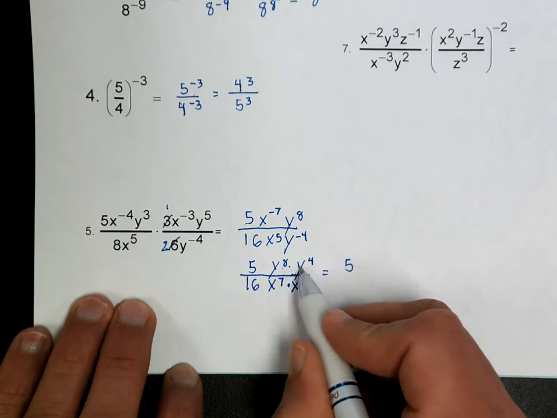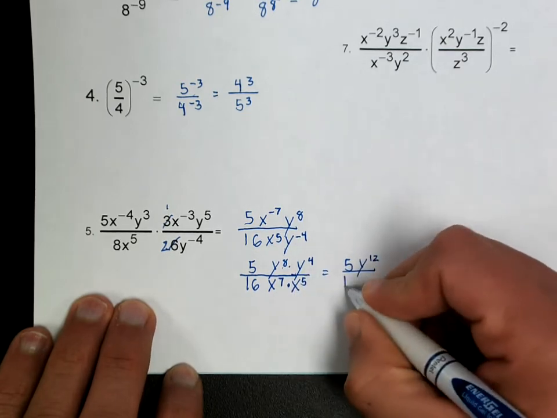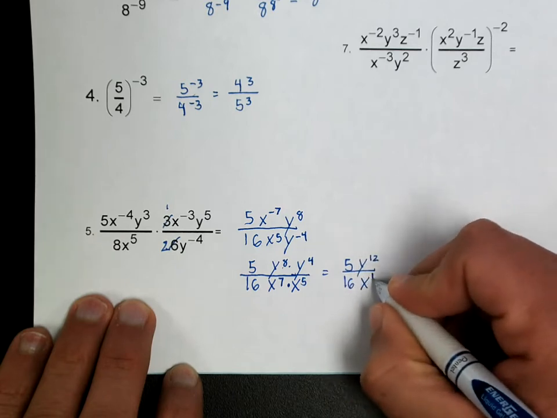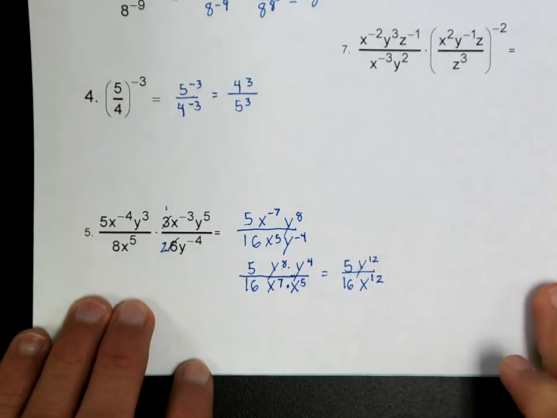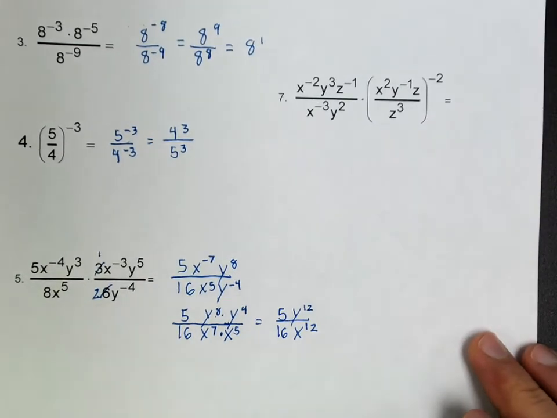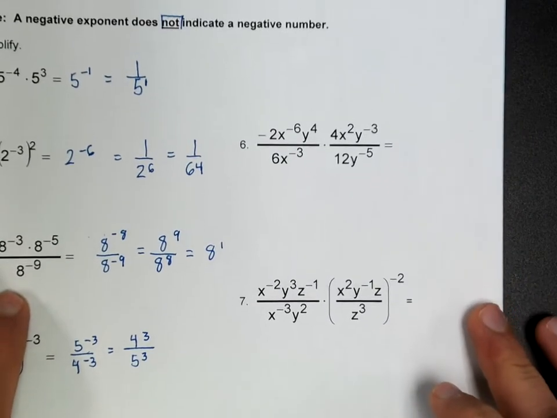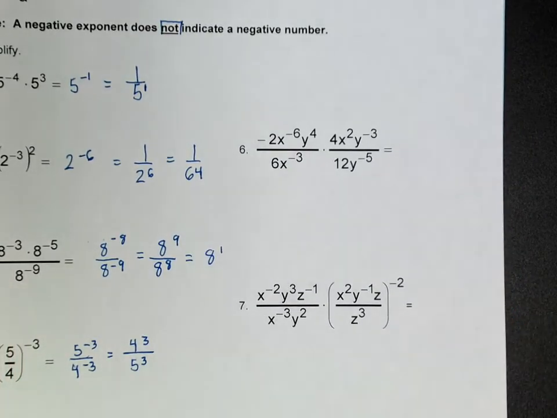I'm going to multiply those two, which means I will add here. So we have y to the 12. This is x to the 12. Alright, so that's it for that. Now moving on to, let me do number 6 here. And we'll see if we do number 7 in a minute.